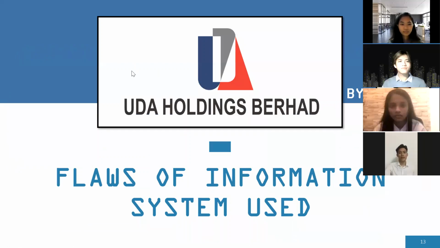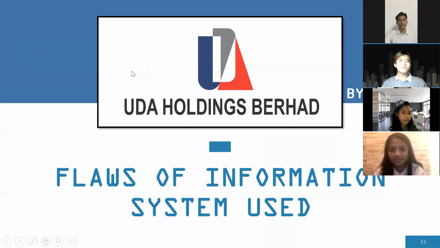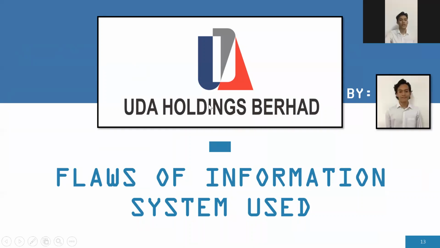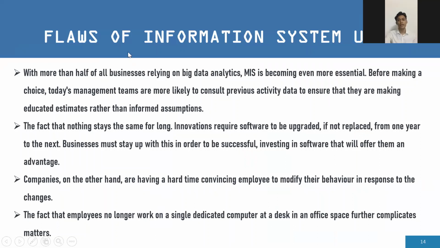Hi, my name is Ikmal. I'm going to present about flaws of information system use. So, Management Information System, or MIS, is a broad phrase that refers to the numerous technologies that exist in today's business, as well as the people who manage them.